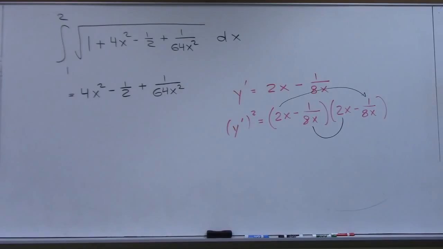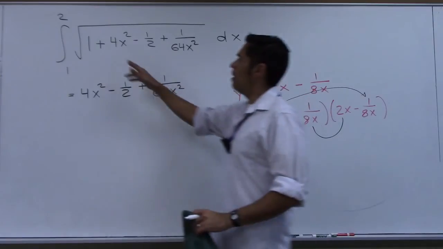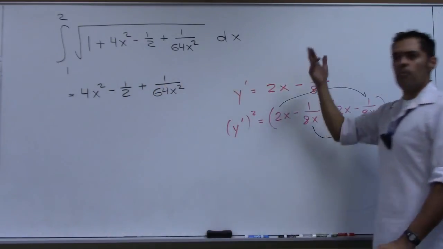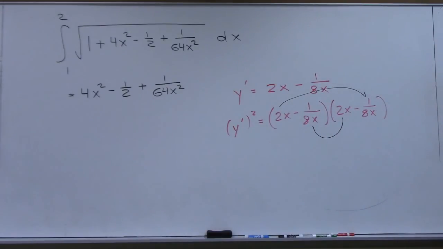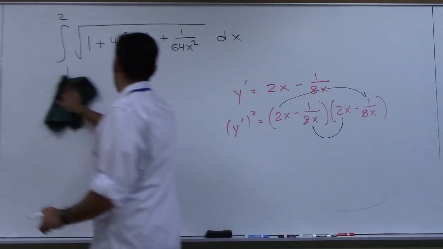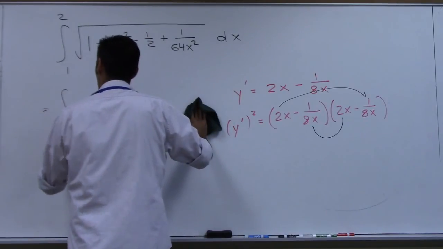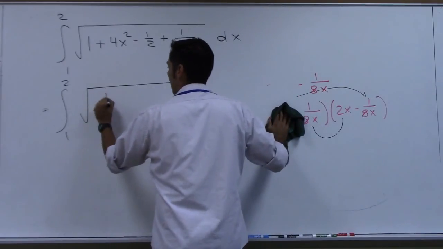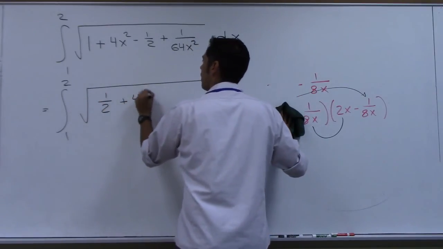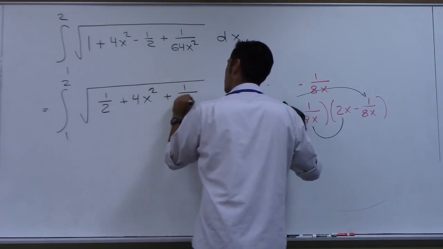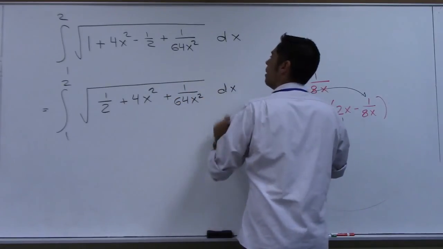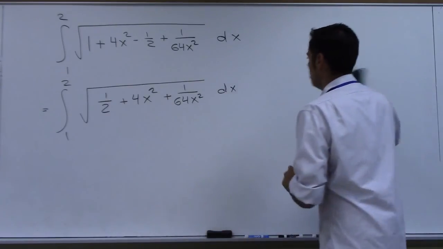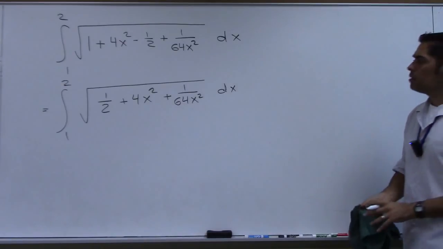Combine the terms, the x squared? You can combine the 1 minus the half. You can't combine these together because one's on top, one's on the bottom. So the most I could do at this point, I guess, would be the integral from 1 to 2 of the square root of 1/2 plus 4x squared plus 1 over 64x squared. What? They could take it out of the square root. Take what out?